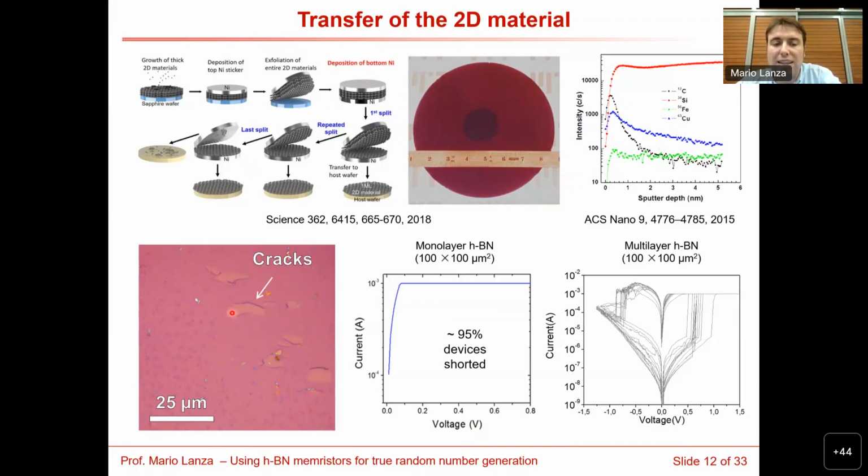And also it produces cracks. The cracks can completely damage the material and destroy the devices, so they reduce the yield a lot. Actually, when we fabricate memristors made of monolayer hexagonal boron nitride, we see that 95% are shorted because we have some pinholes and cracks. While when we use multi-layer, these cracks and pinholes can be avoided, and we observe that the memristors switch properly and that around 98% work well.